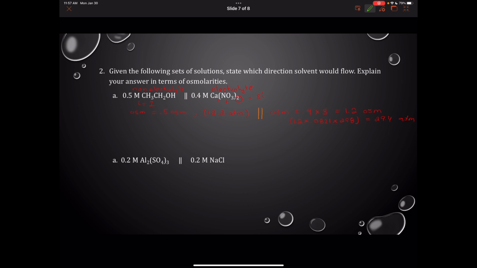So I'm comparing a 1.2 osmolarity to a 0.5. That means that my solvent is going to flow from the 0.5 molar CH3CH2OH and towards the calcium nitrate. And that is because the calcium nitrate has the higher concentration, the higher pressure. The solvent will flow in and dilute it, which will bring that pressure and concentration down.